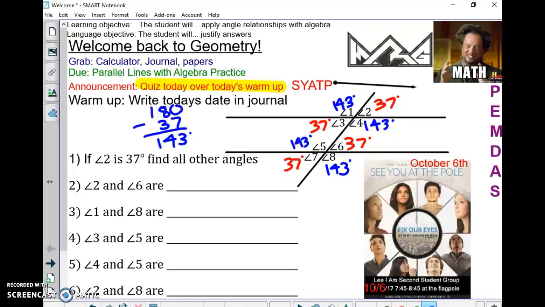So let's look at this. 2 and 6, what do y'all think? Is 2 inside or outside the parallels? 2 is outside the parallels. 6 is inside the parallels. Since one is out and one is in, you can't say it's interior, you can't say it's exterior, because they don't match. It starts with the C: corresponding.